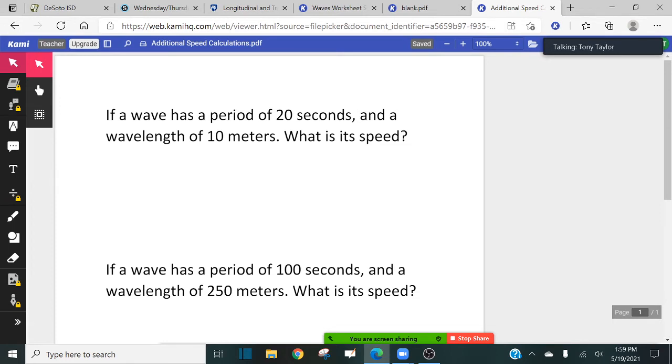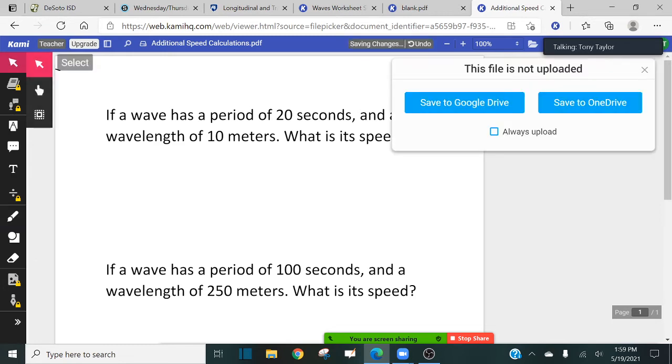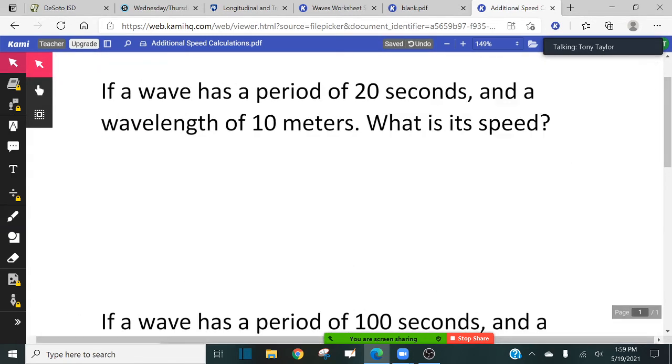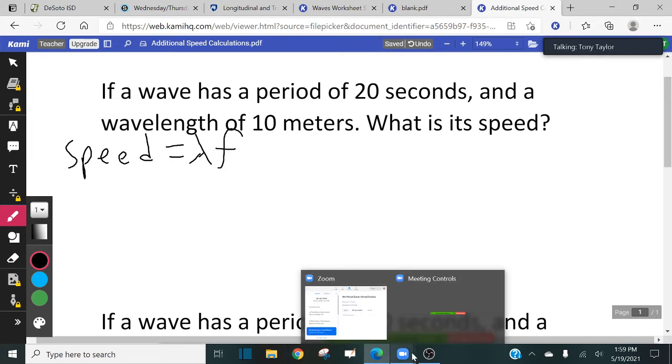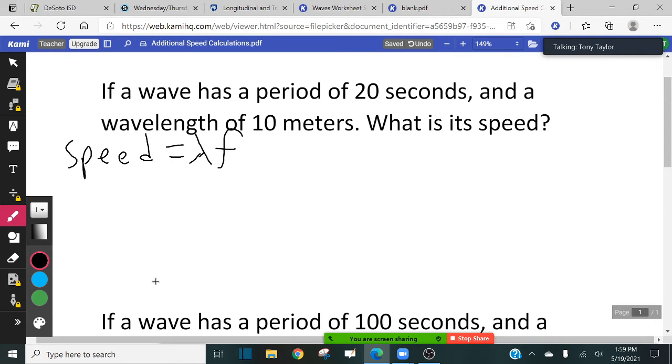If a wave has a period of 20 seconds and a wavelength of 10 meters, what is its speed? Okay, so we already know that the equation for speed is equal to wavelength times frequency. Now, notice, guys, we're not given the frequency here. We're actually given the period. But we all know how to find frequency. Remember, frequency is equal to 1 divided by the period. So if our period here is 20 seconds, what is 1 divided by 20?